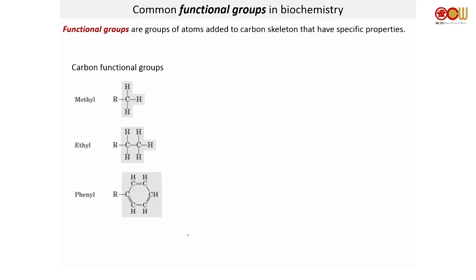Common functional groups in biochemistry, right? These are the functional groups that you should definitely know. You got the carbon functional groups, things like a methyl group, ethyl group, phenyl group, and of course, what comes after ethyl? Propyl. After propyl is butyl, and then you have pentyl, hexyl, okay? Those are essentially, well, not necessarily saturated, but just carbon functional groups.